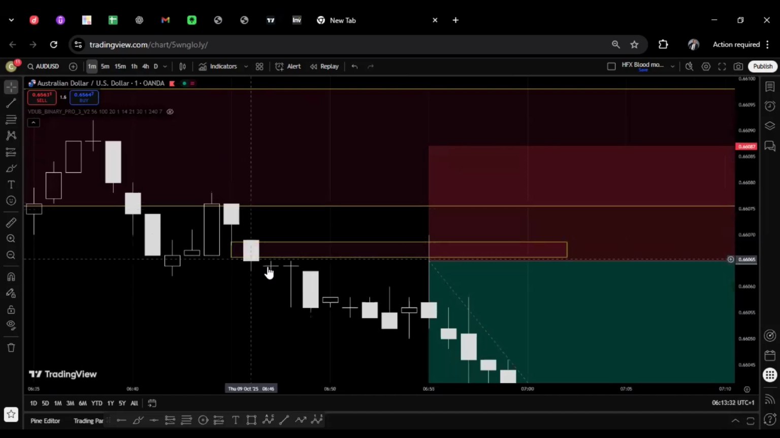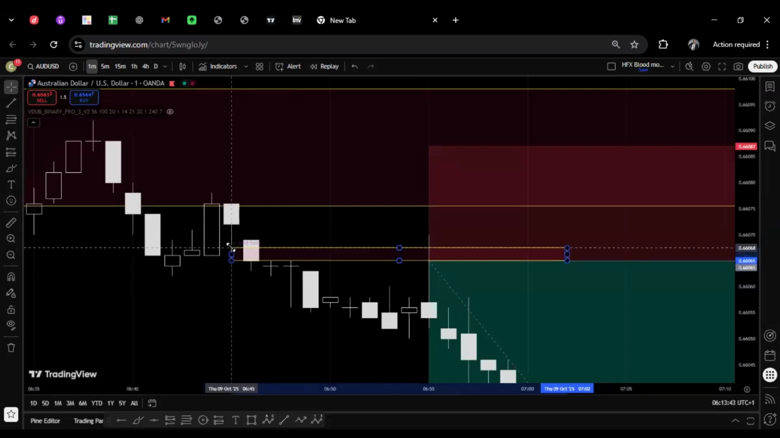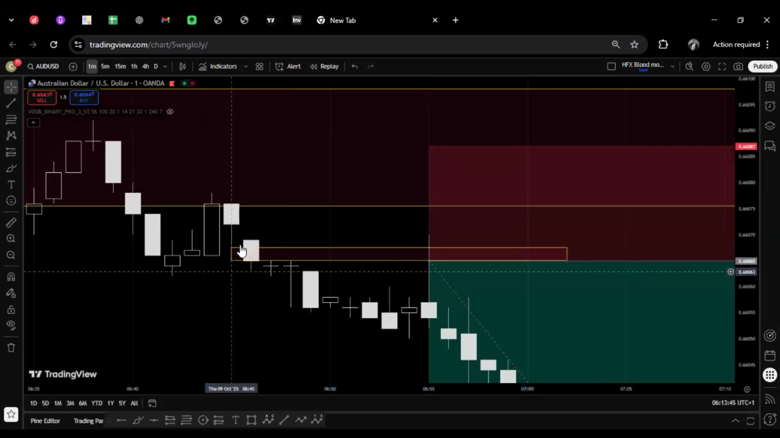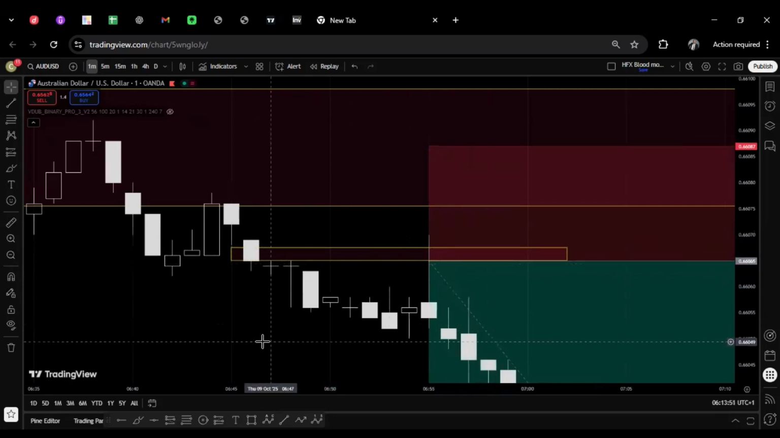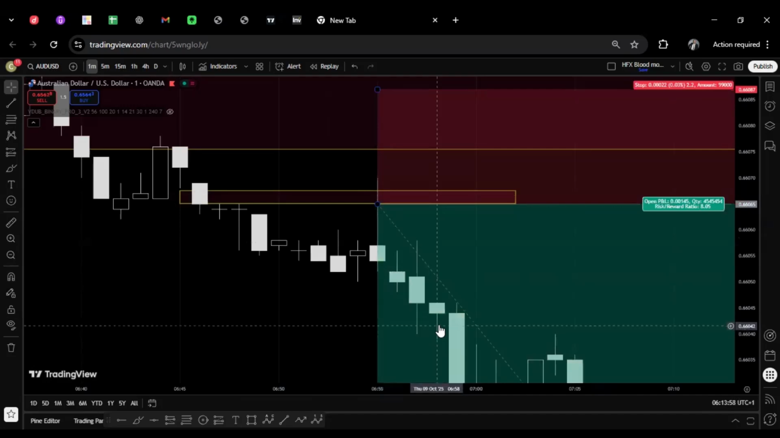Now we spotted this fair value gap on the 1 minute time frame. This is it, the low of this candle and the high of this particular candle here. I marked it out. In fact, this was when the session ended. We saw a sharp move into this zone and the market sold aggressively.